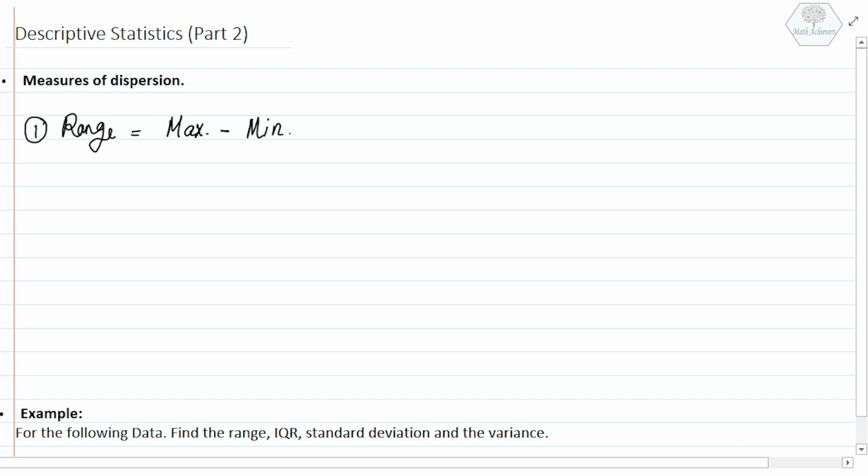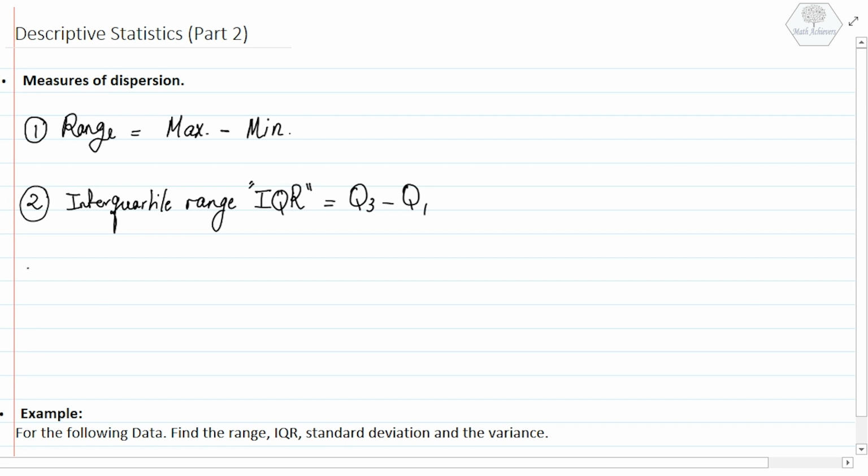The second value that we have to know as a measure of dispersion is the interquartile range. The interquartile range, and I can call it IQR, is equal to Q3 minus Q1.